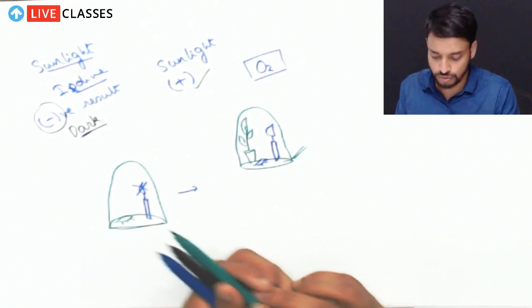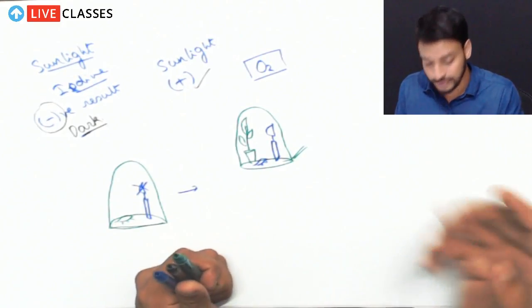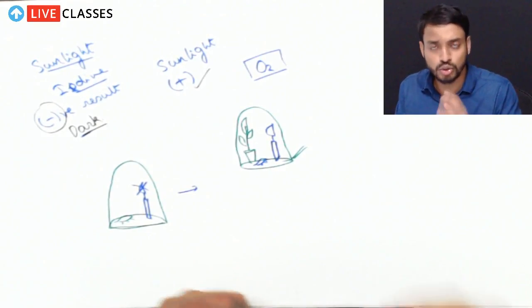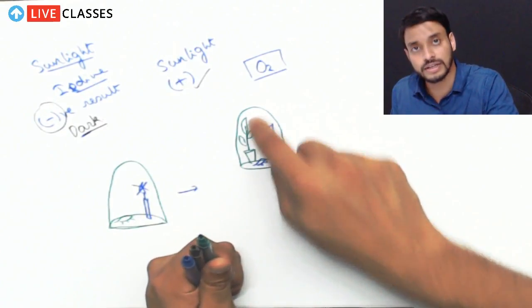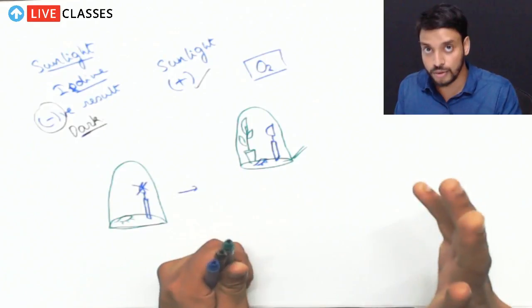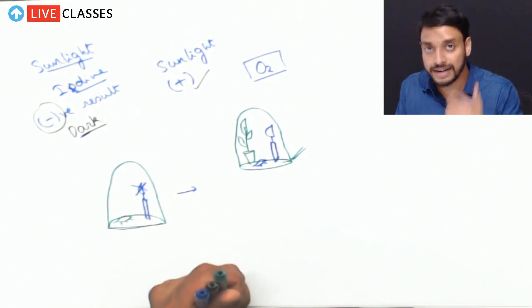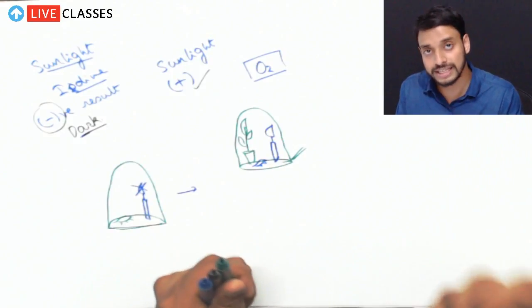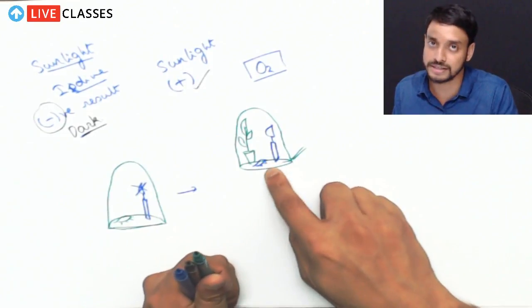I conclude from here that the burning of the candle and this animal were using something which is present inside the glass jar. With the addition of the plant, the plant replenished or gave back that same thing which was being used by the candle and the mice, correct?